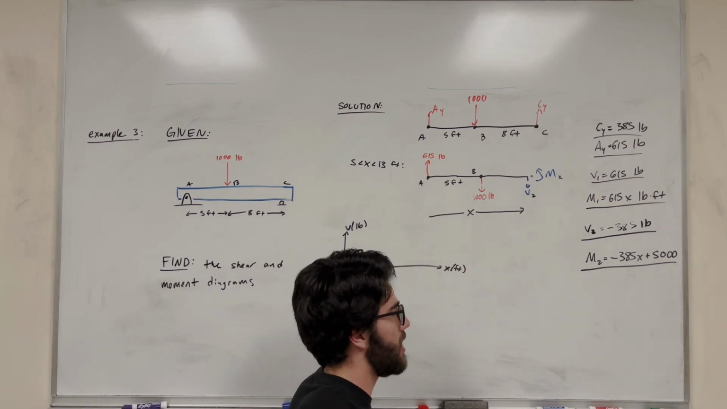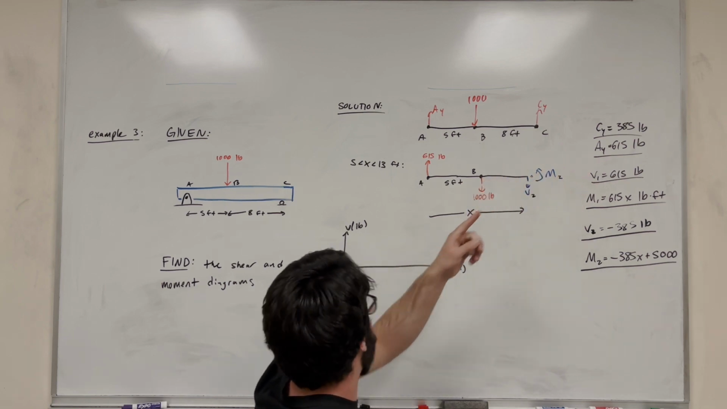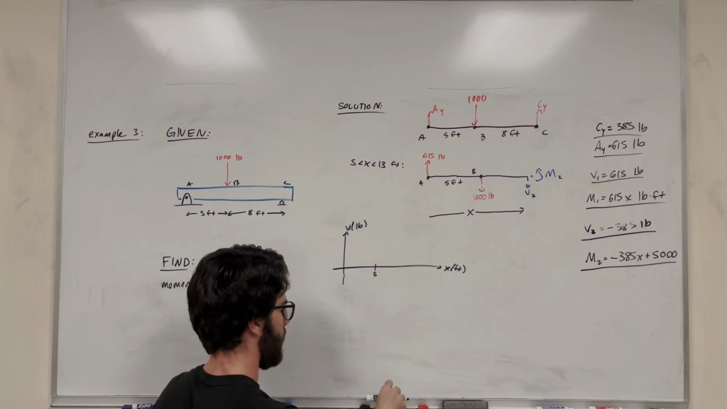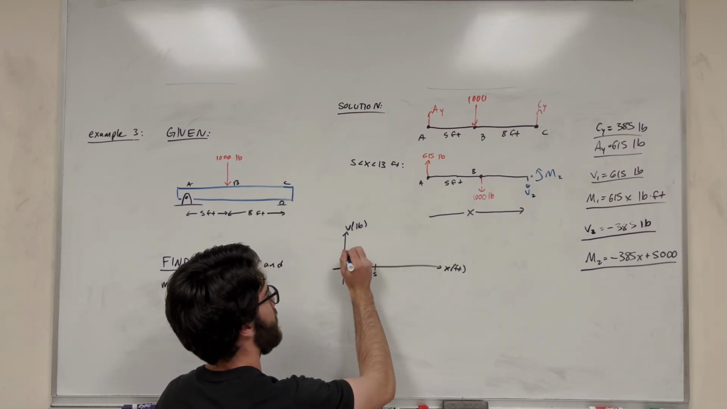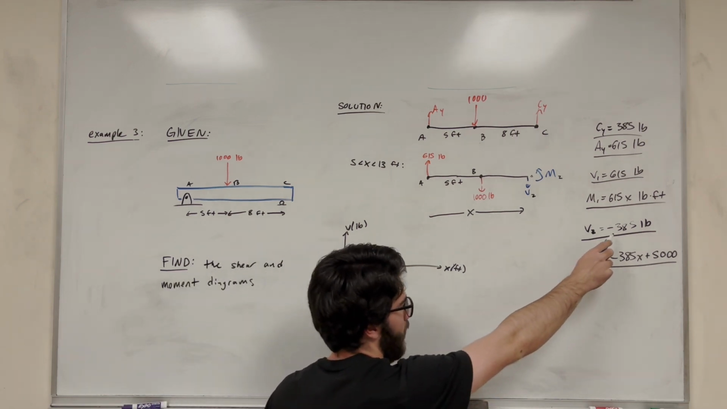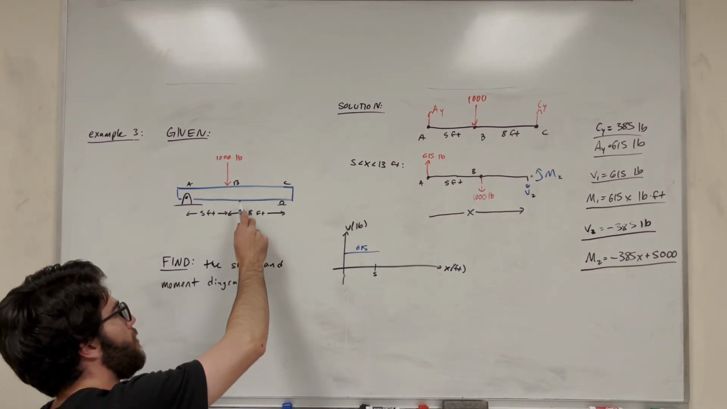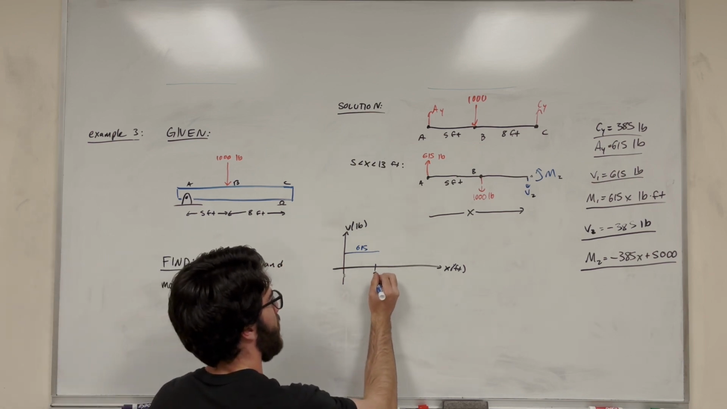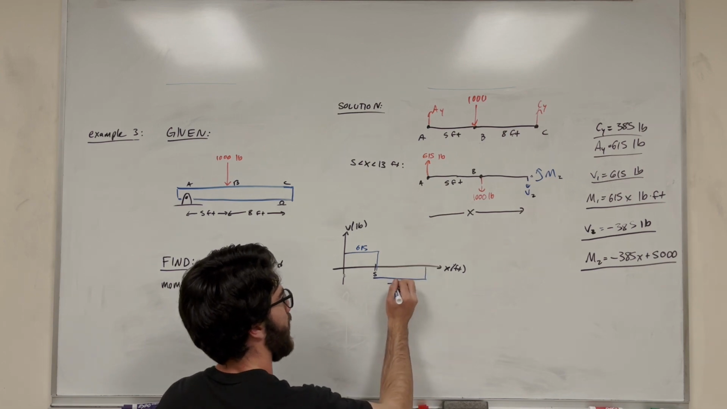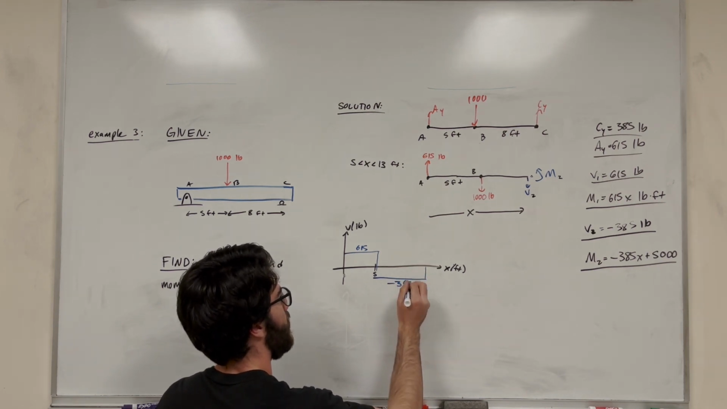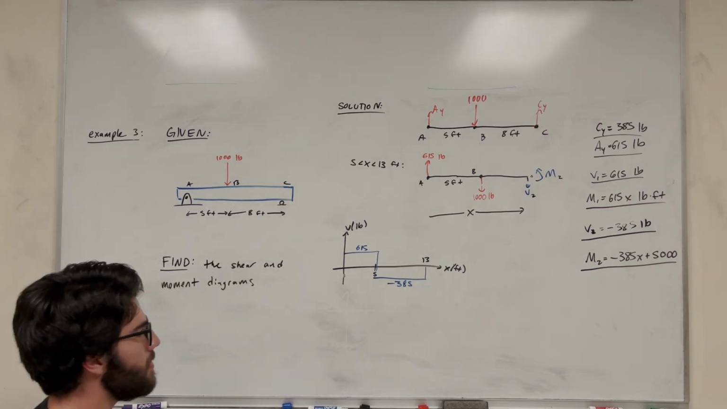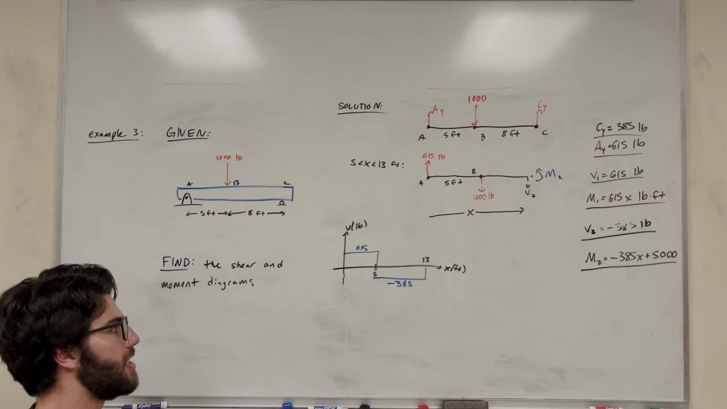We have a piecewise function, basically. V1 goes from 0 to 5 feet. It's between A and B. So we're going to go up to 5 feet, and it's going to be at 615. Then we're going to drop down to negative 385 from 5 feet to 13 feet. So we're going to be down here until we reach the end. We can draw it like this. This is negative 385 pounds, and this goes all the way to 13 feet. And that's what our shear diagram looks like.